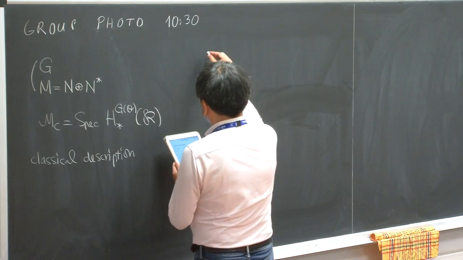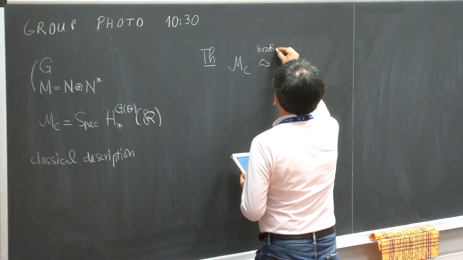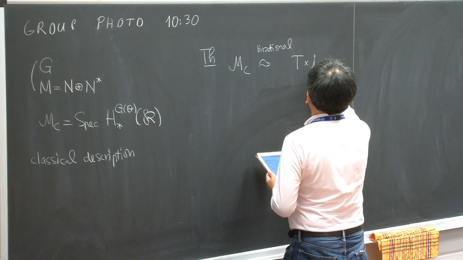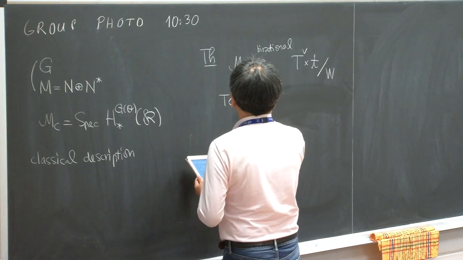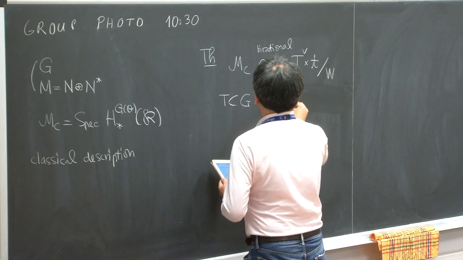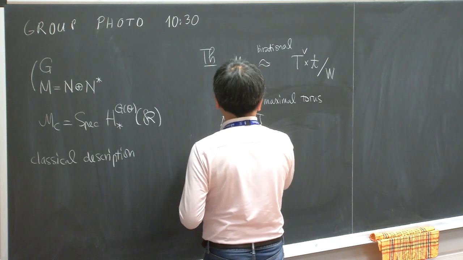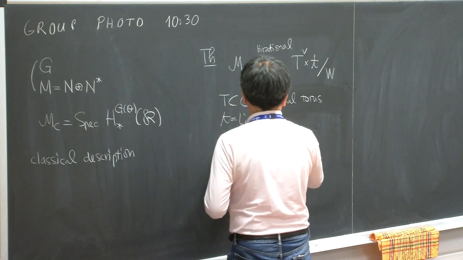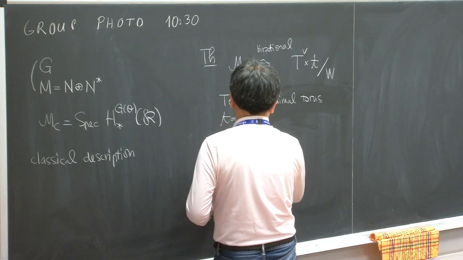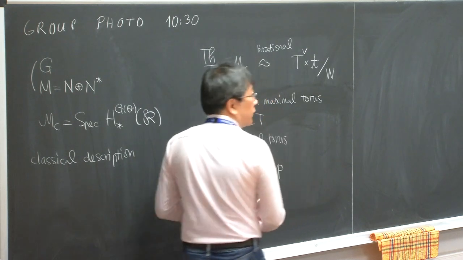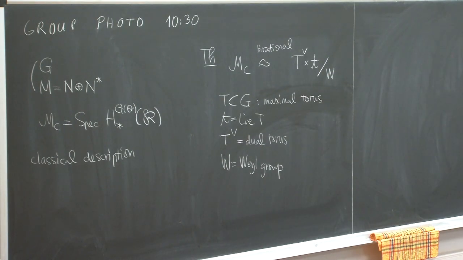So the statement is like this. M_C is birational to T cross T check cross T divided by the Weyl group. So T is the maximal compact subgroup, maximal torus, sorry. And t is its real Lie algebra. And T check is the dual torus. And W is the Weyl group. So this right-hand side is usually called the classical description in the physics literature.